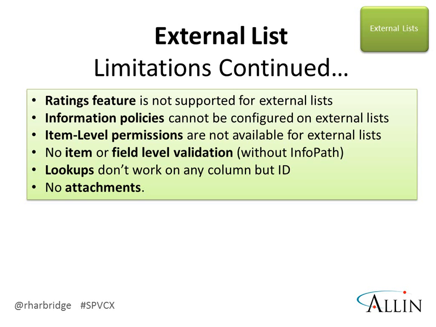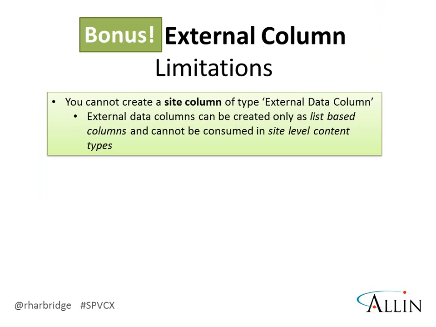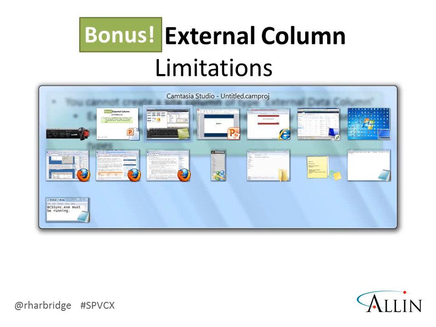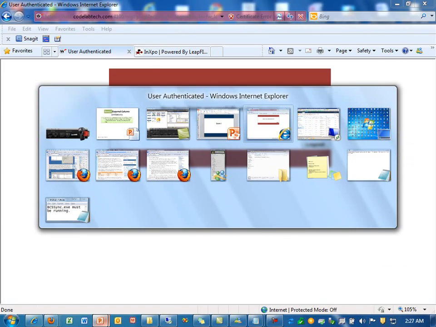My biggest pet peeve personally is that the external column has a limitation: you can't create a site column. You have to basically have it list based, right? So that external data column example where I had the product, that's list specific. I can't do it without code and deploy it to multiple places. Just because I like to show quick examples of this stuff.